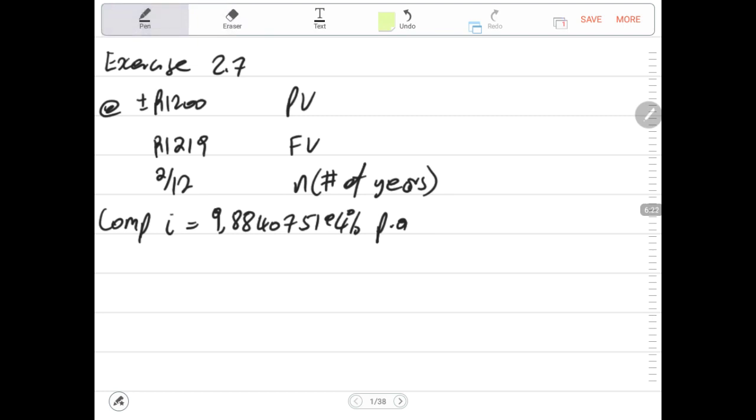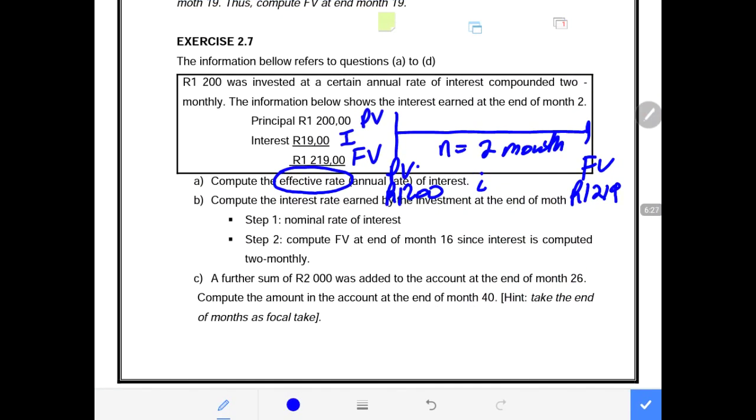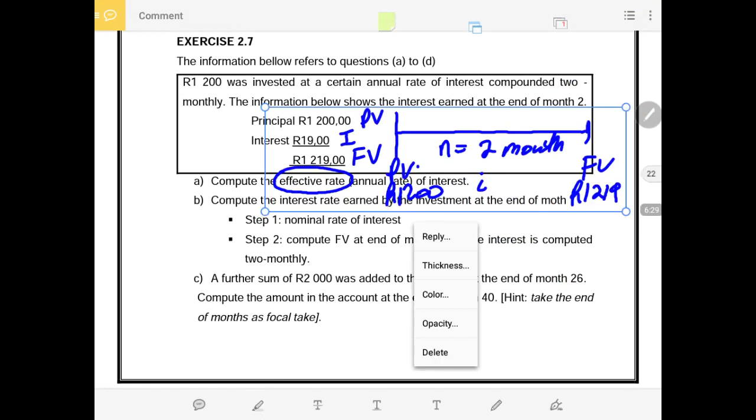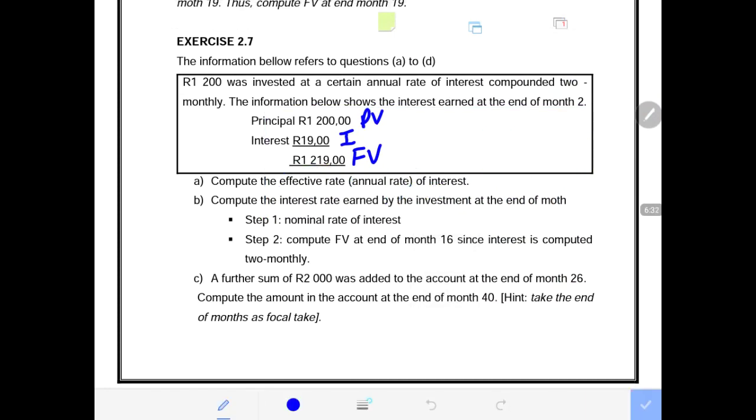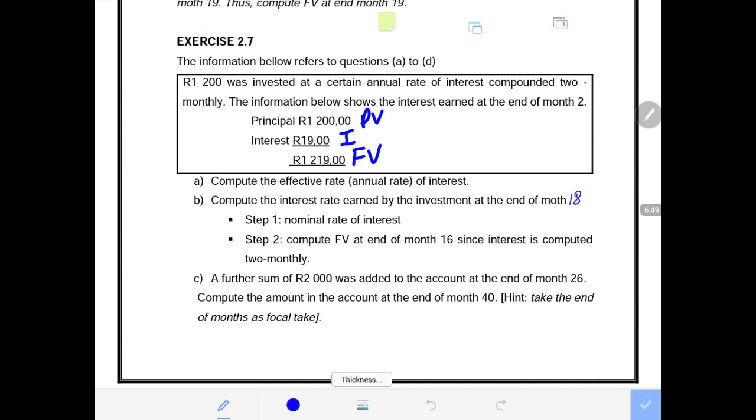Now that was the calculation of the effective rate of interest, which is the interest for the year. Then we go to the second requirement. The second requirement says to compute the interest earned by the investment at the end of month 18. There is an 18 there that I mistakenly did not note when I was typing. So we are calculating the interest at the end of month 18.